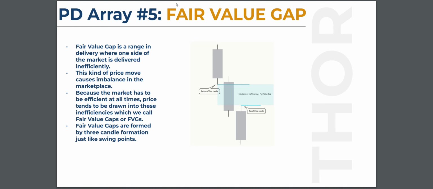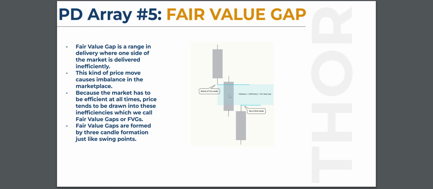The next PD array is my favorite one. It is a fair value gap. The fair value gap is a range in a delivery where one side of the market is delivered inefficiently, right? You'll see this PD array in the expansion swings usually. And this kind of price action causes imbalance in the marketplace. And because the market has to be efficient at all times, price tends to be drawn into these inefficiencies, which we call fair value gaps, or FVGs.